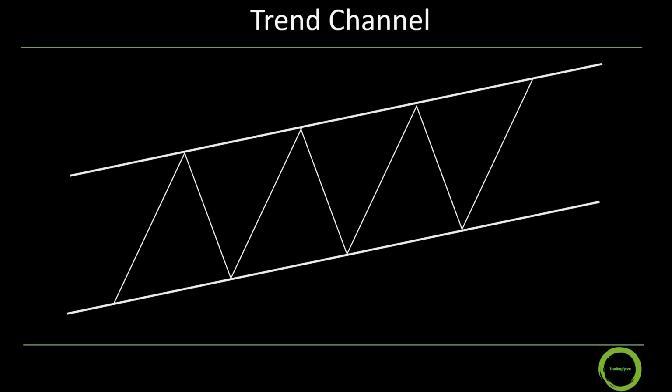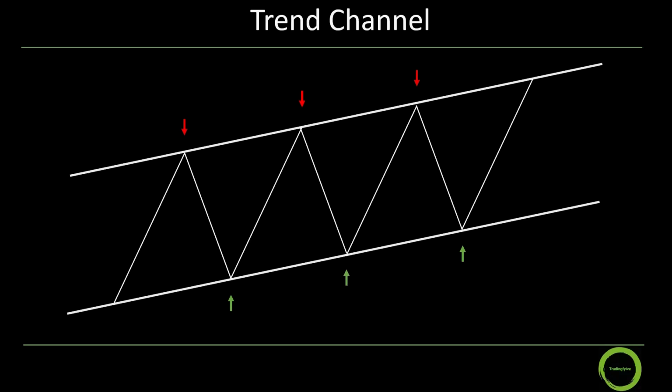Now as you see on your screen, that's how a trend channel looks. You see the lines are parallel to each other and the price is taking support as well as resistance inside the trend lines. That is what a trend channel is. And one thing to know about trend channel is that it is formed when the price is trending, either in uptrend or downtrend, not sideways. That's the condition for a trend channel.